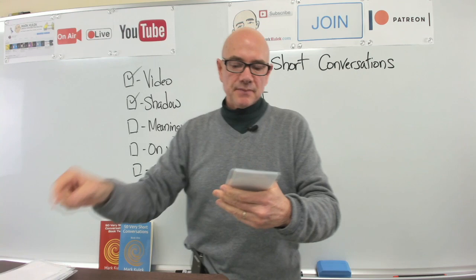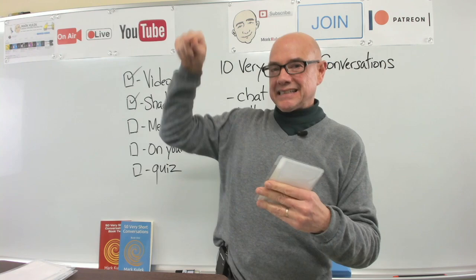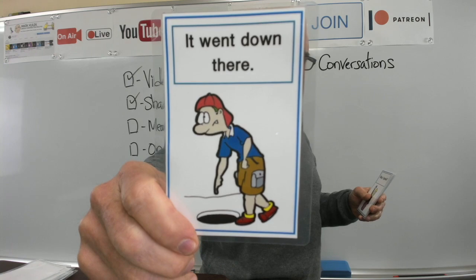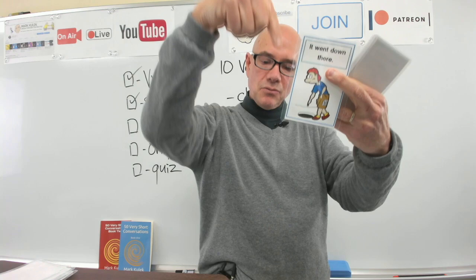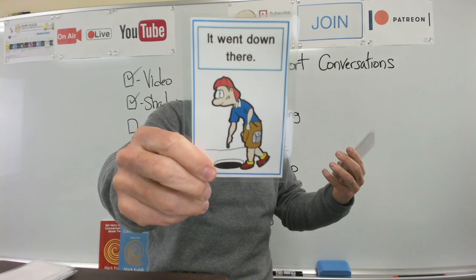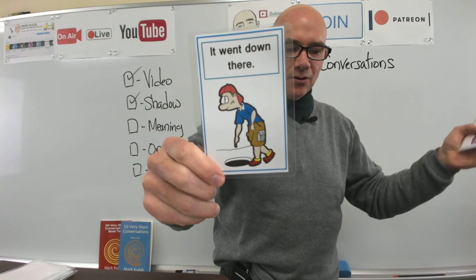It went down there. All right, so the boy is pointing to the hole. There's a hole. And the ball went down there. So go, and then it went. So he's talking in the past tense. It already is down. So it went down there, down the hole. The ball went down the hole.